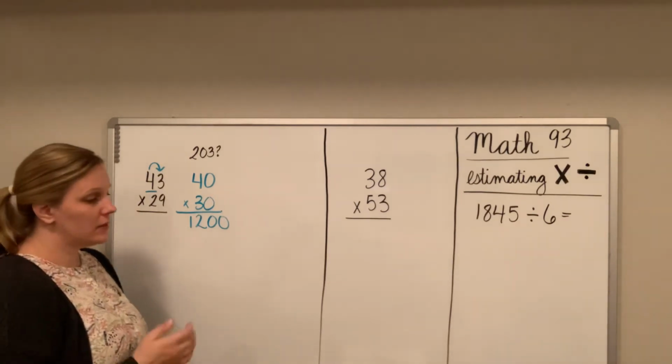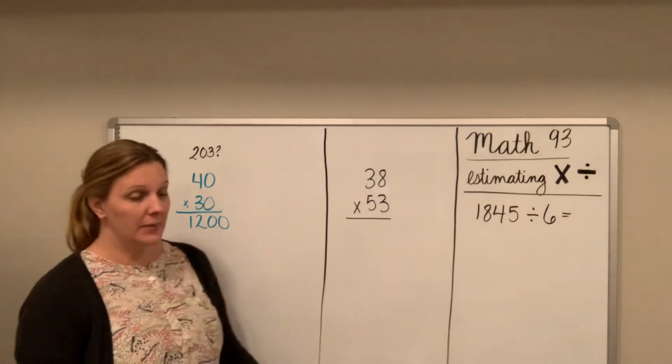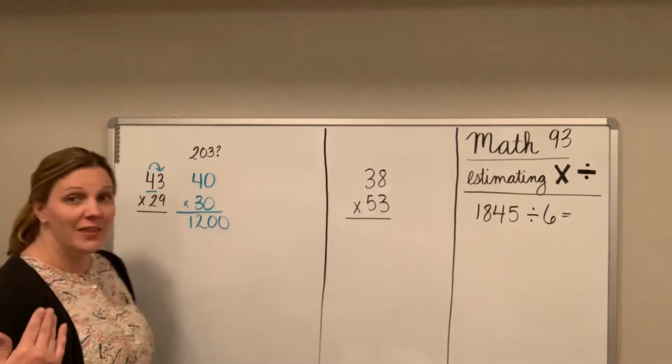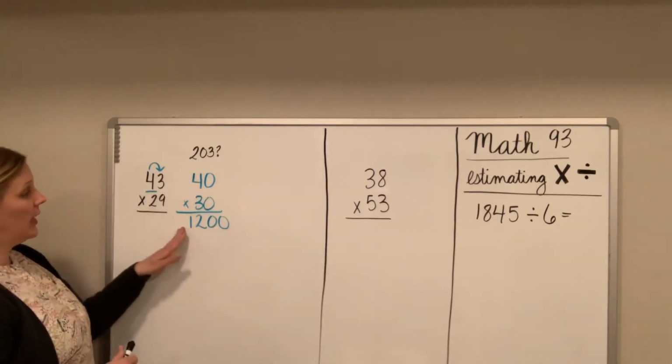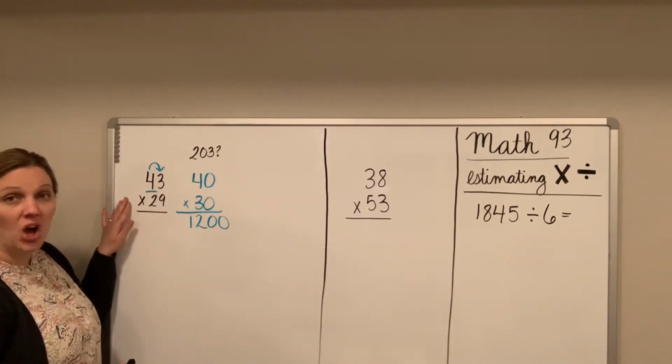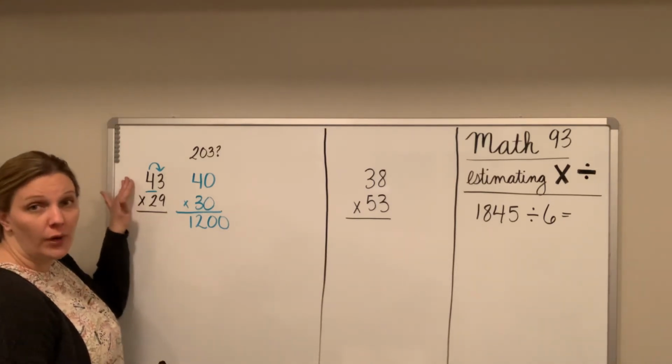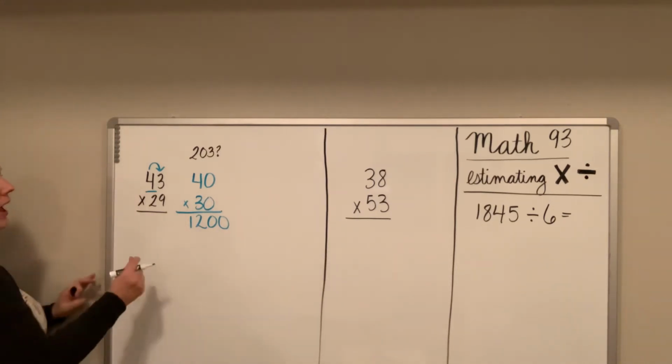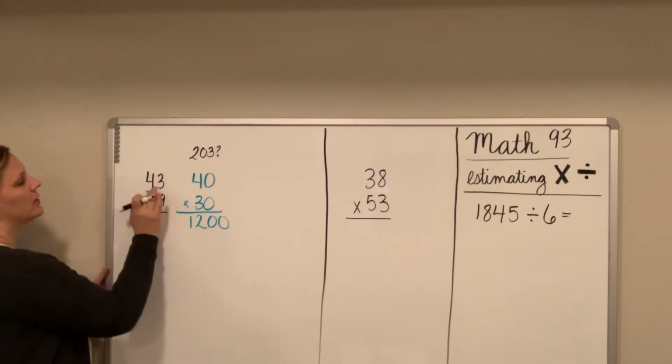A lot of times in our math book, and starting on our assignment today, they'll ask you to estimate the answer and then to solve for the actual. So we've estimated. Now we're going to go back and solve for the actual. So we're going to actually multiply 43 times 29. So to do that, I'm going to erase these parts so we don't need it anymore.